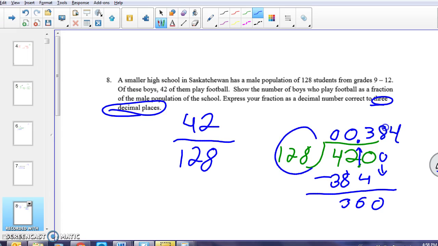I wouldn't give you a number like this on your test. I wouldn't expect you to do that without a calculator. So give yourself a mark out of 2 if you got that correctly, 1 mark for the fraction, 1 mark for converting it into a decimal.